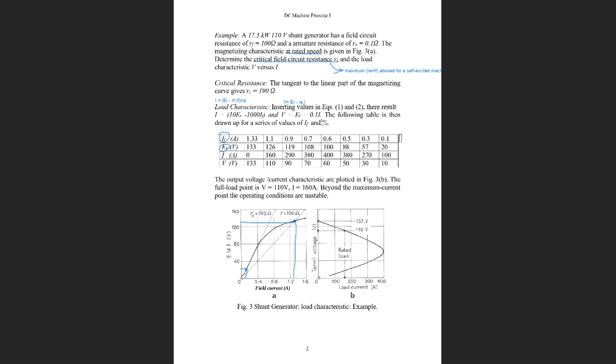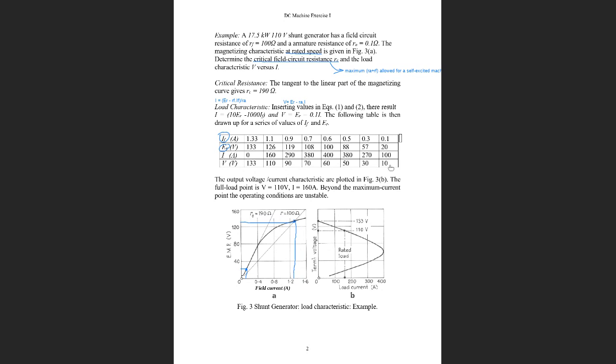So 380 amperes times 0.1 is 38 volts. The internal voltage is 88, and 88 minus 38 is 50. So that's the 50. We draw the 50 here, something like this, corresponding to 280.